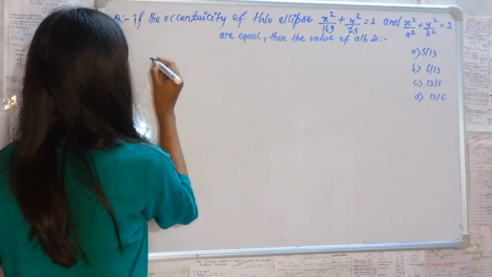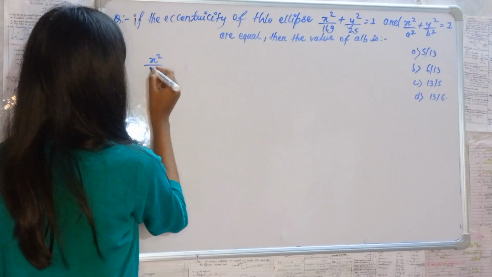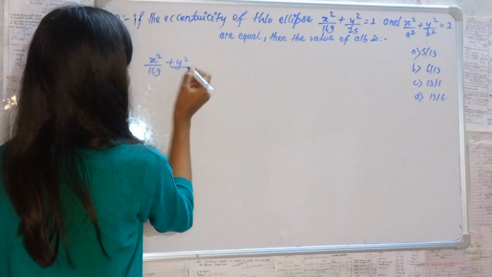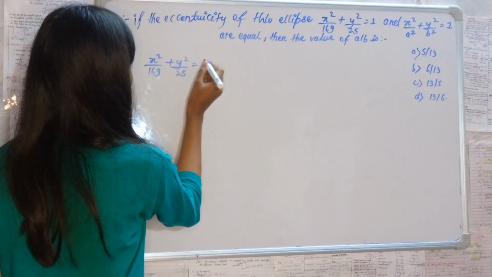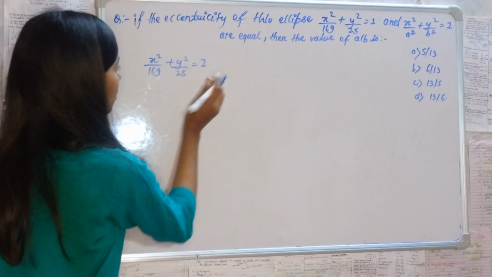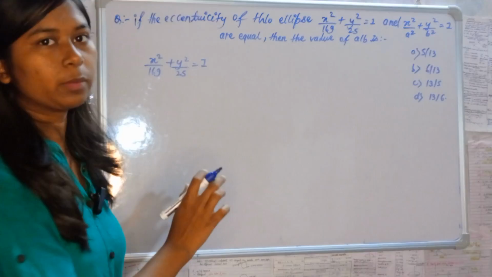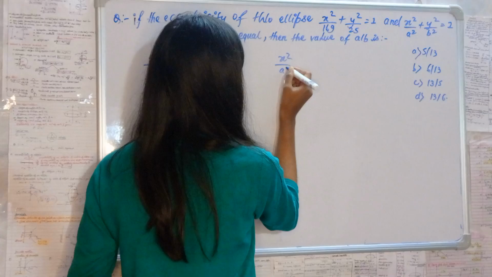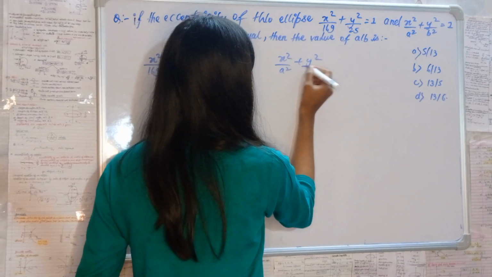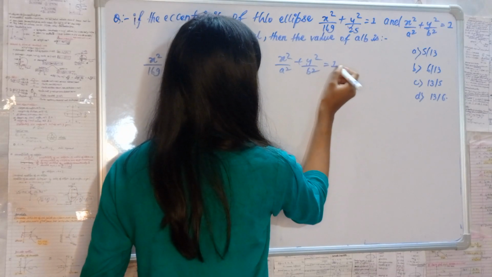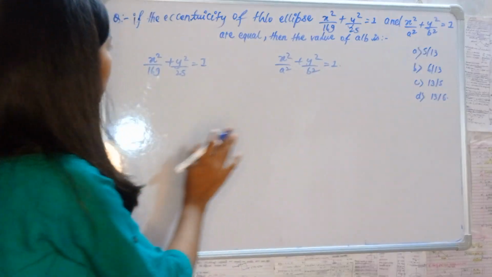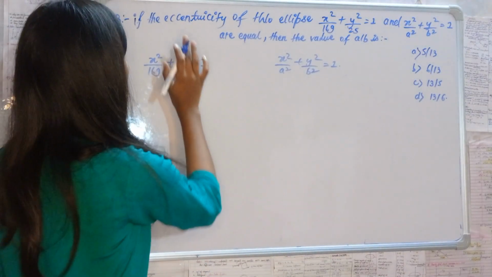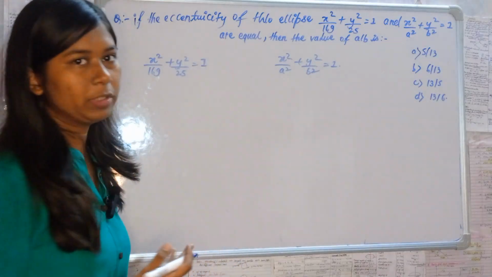First let's write what is given: x square upon 169 plus y square upon 25 is equal to 1. This represents a particular ellipse, and the other will represent another ellipse, supposedly x square upon a square plus y square upon b square is equal to 1. What it is saying is that the eccentricity of both of them comes out to be equal.